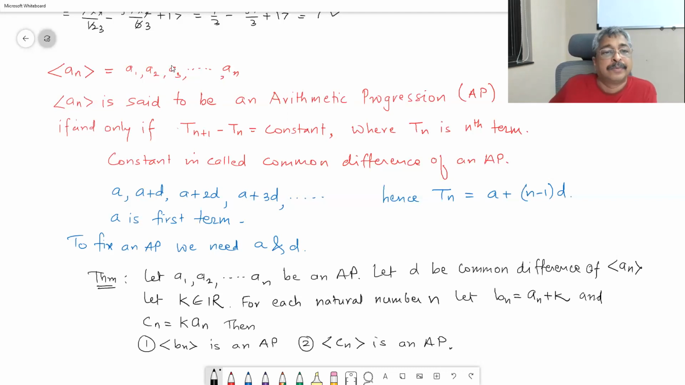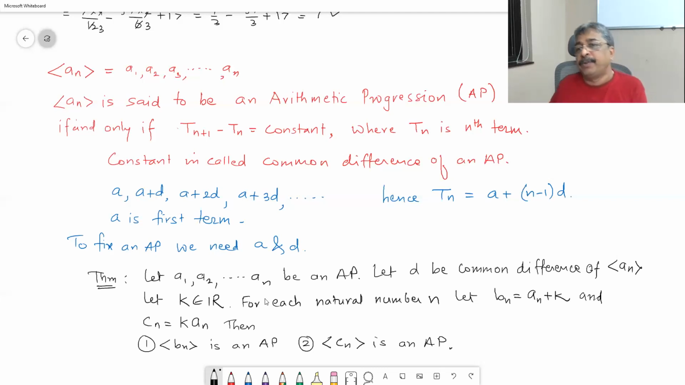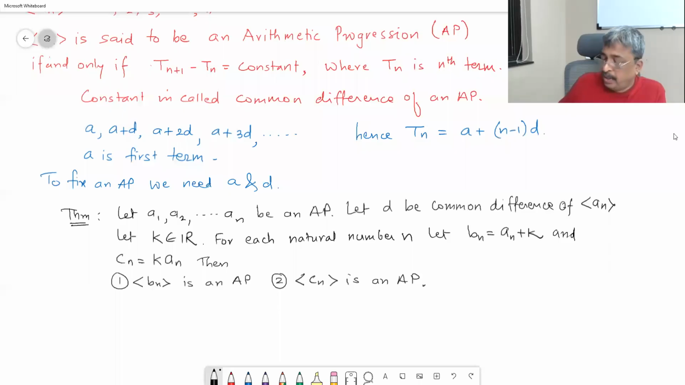Do you understand? Yes, sir. If one arithmetic progression is given and to every term we add one more number like k, then whatever new sequence that you get is also an arithmetic progression. If we multiply every term of that arithmetic progression by some constant k, then whatever new sequence that we get is going to be an arithmetic progression. We have to prove this.